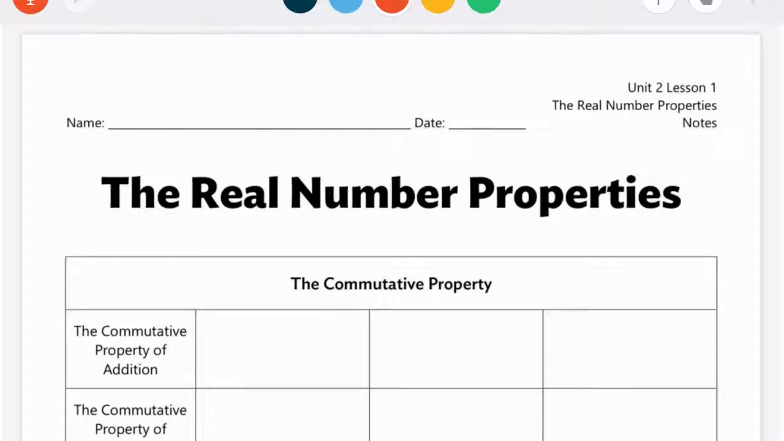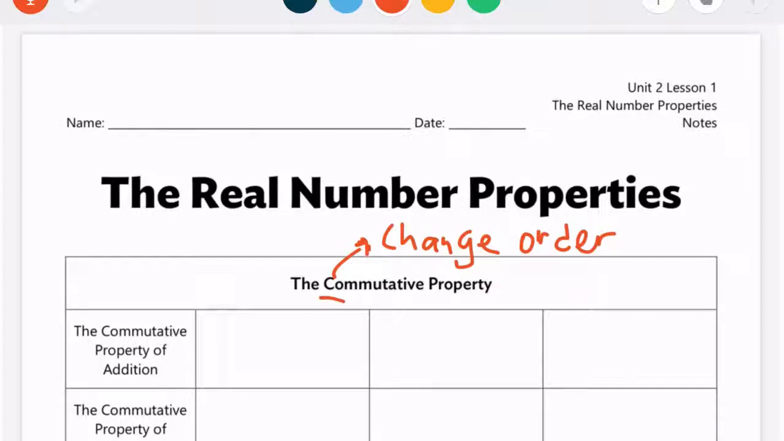So the first property is the commutative property. If you want to underline CO, that's kind of like a little trick to remember. And I want you to write down change order. The commutative property, all you're doing is you're changing the order.